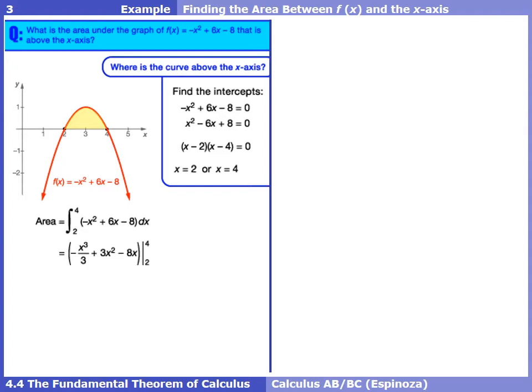By the fundamental theorem of calculus that we learned in this lesson, we're going to take the upper bound of 4 and plug it in. We're going to take the lower bound of 2 and plug it in, and subtract those two values. When you do the math for plugging in 4, you'll get negative 16 over 3. When you do the math when you plugged in 2, you'll get negative 20 over 3.